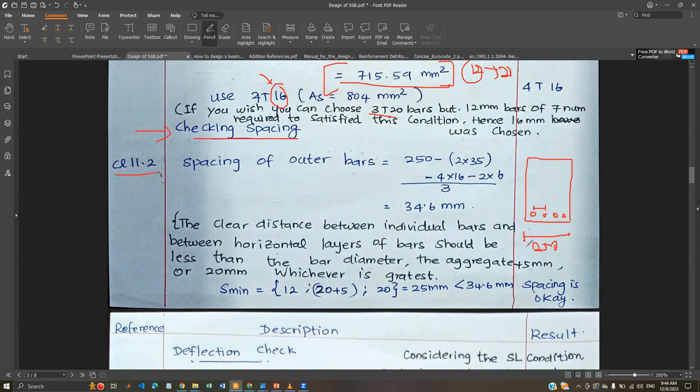So you can see this is the 250 as my B width, or the width of the beam, and 2 is the 2 part of the cover. So I need to deduct the cover part. If you just want to find the space, you can do that. Both parts will be the 35, so this is the cover.